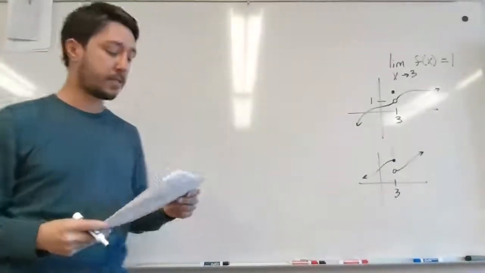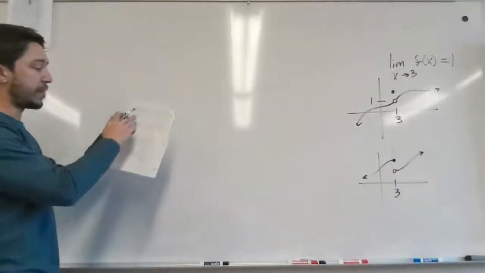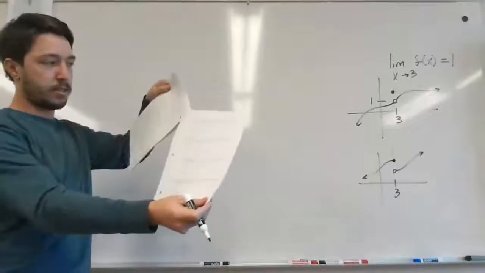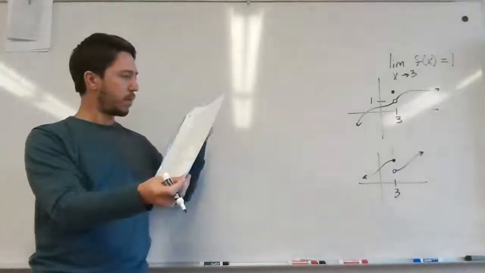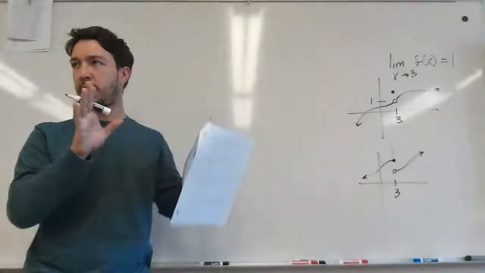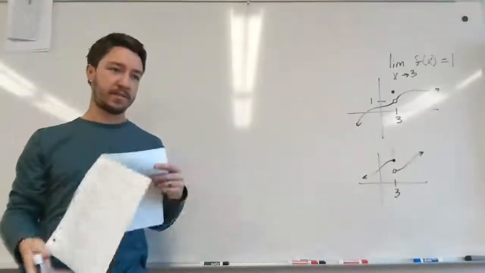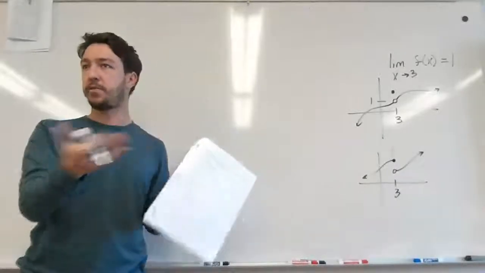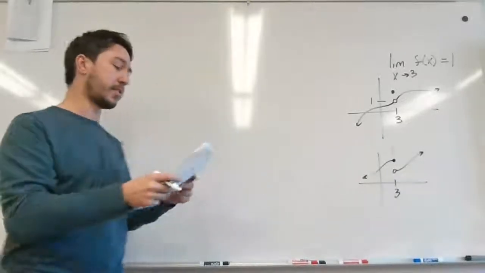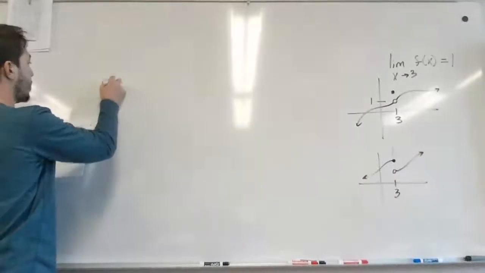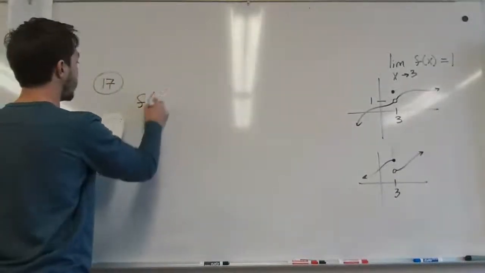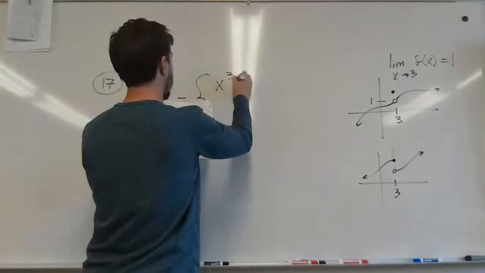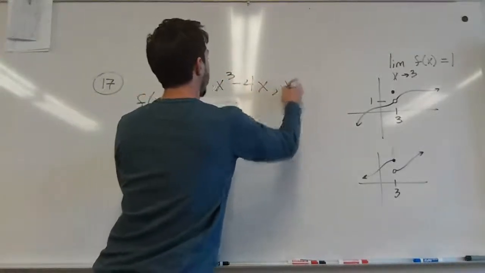So 17 says, what's the value of A that makes this continuous everywhere? The rest are just true or false questions. Obviously, we'll have class time to confirm and make sure that we're not confused on those. Don't worry. I've already kind of covered the logic of true false. So the last thing is just this. 17 says, what's the value of A that would make this thing continuous everywhere?